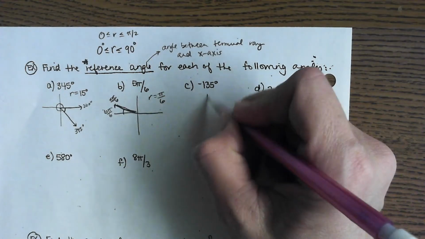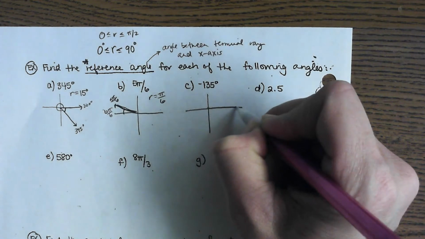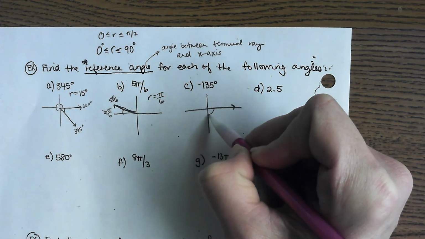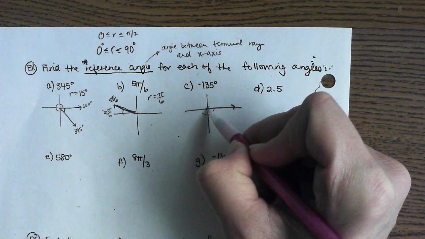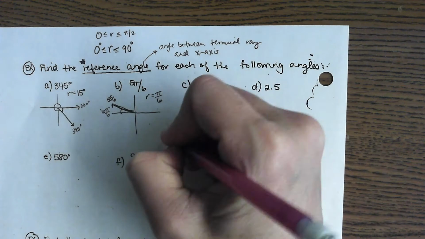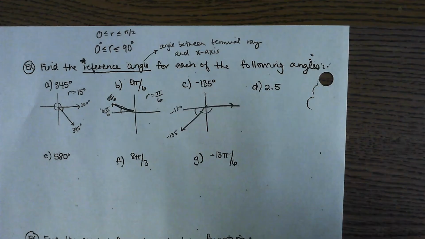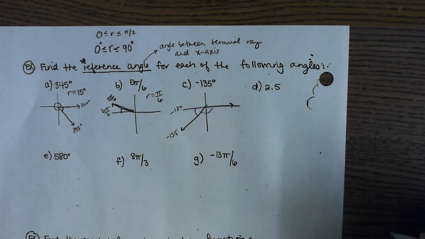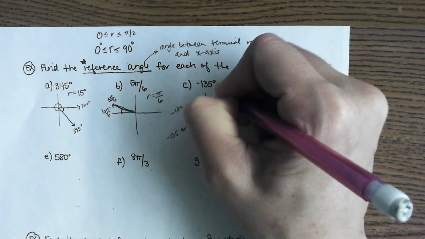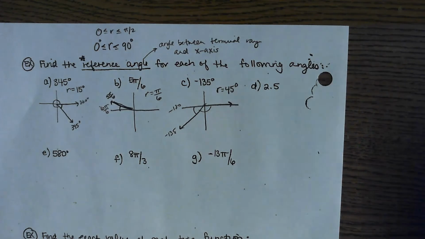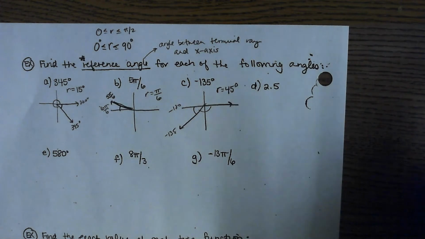Okay, negative 135, we're going to rotate around backwards. There's negative 90, and then this would be negative 180, but I'm not going to make it there. Negative 135, and this is negative 180. And the difference between them is 45 degrees. Okay.